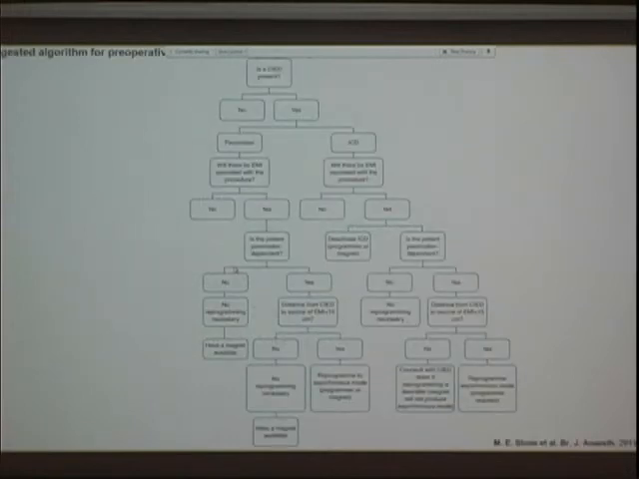This is a busy algorithm for preoperative assessment. Again, the key component here is trying to see whether the patient has a pacemaker or a defibrillator. Will EMI be an issue or not? And is the patient pacemaker dependent or not? That's what it boils down to essentially.